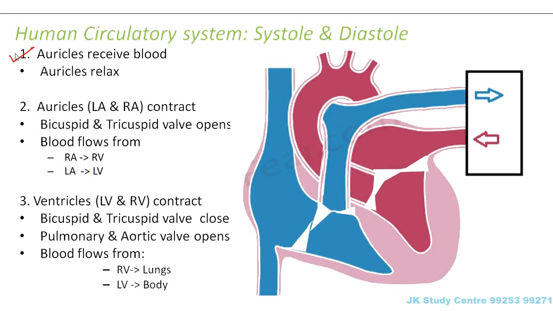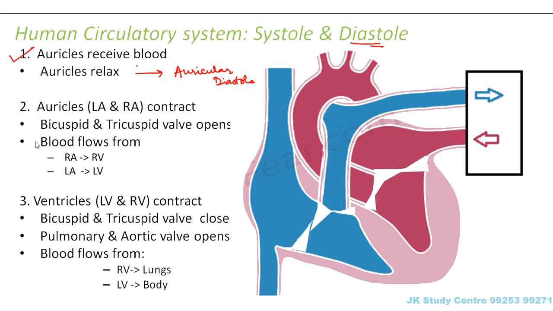So the auricles relax. The relaxation state is known as diastole. The term diastole is used for the relaxation state. So this relaxing state of the auricles is referred to as auricular diastole. So when does this happen? Here you can see that the blood is entering into the auricles. So the auricles are in a relaxing state.